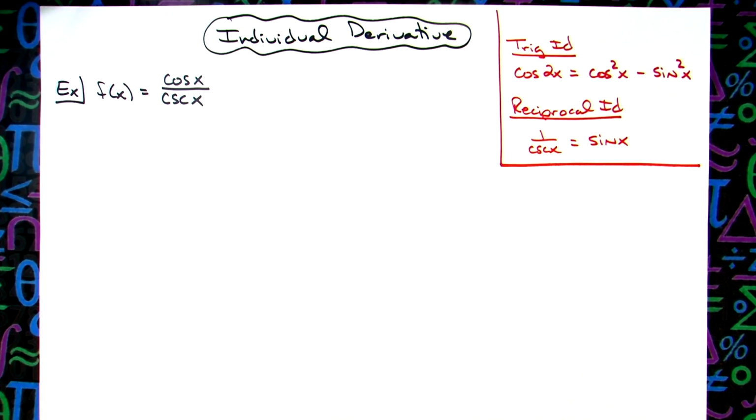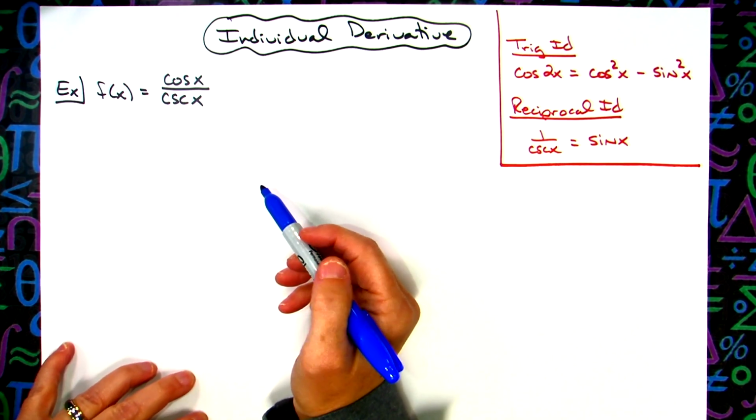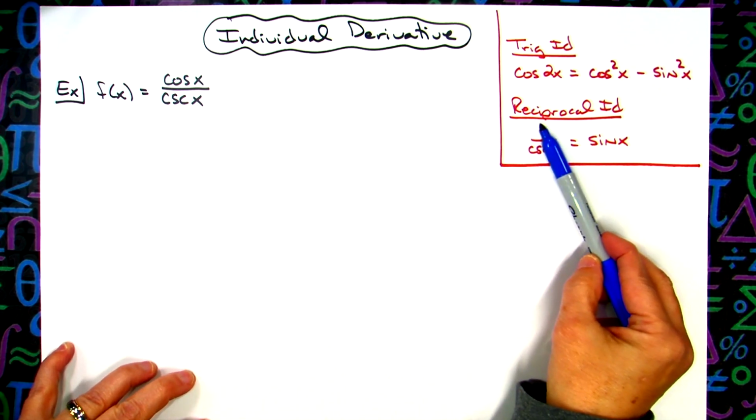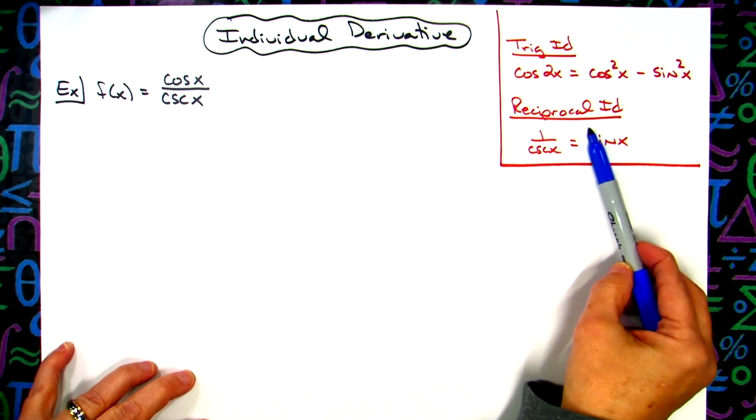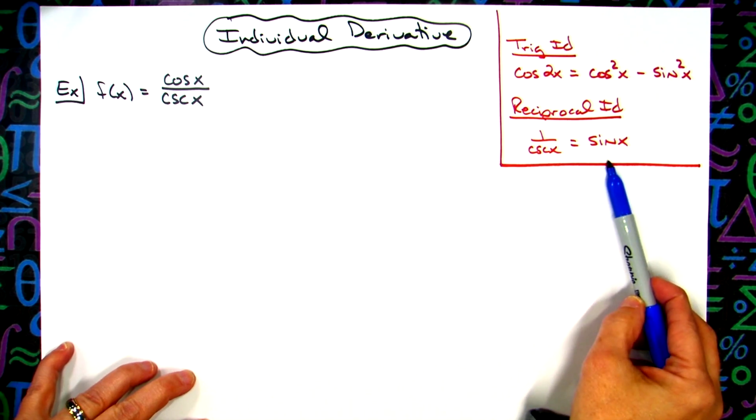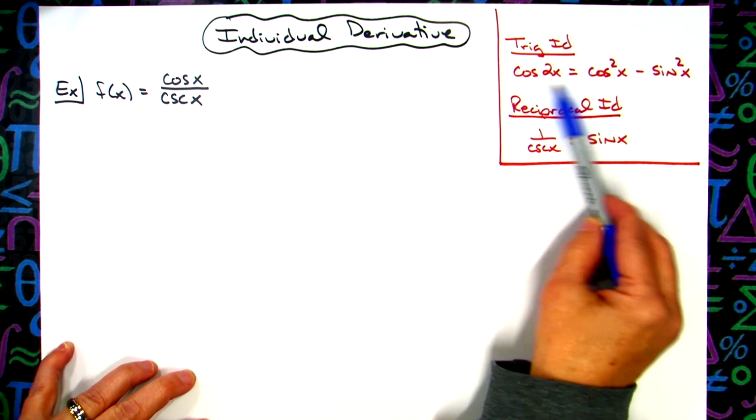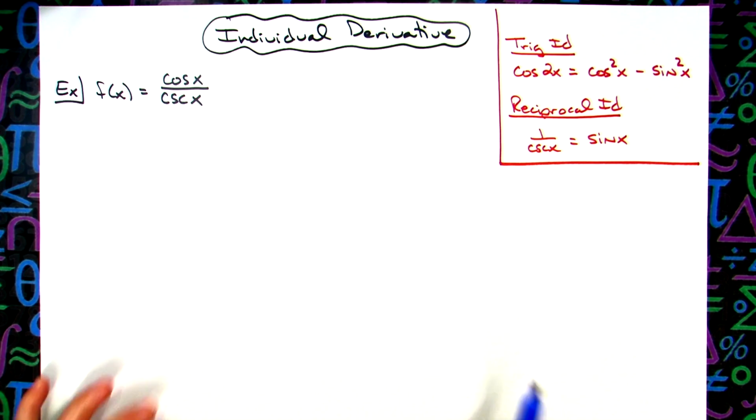In this video, we're going to be doing an individual derivative. We are going to need to use some of our identities from trig. So we've got a reciprocal identity here that we are going to use, and we've got the trig identity for this double angle. So just some substitutions that we'll use throughout this as we work it out.